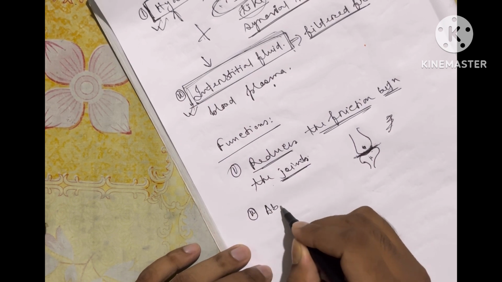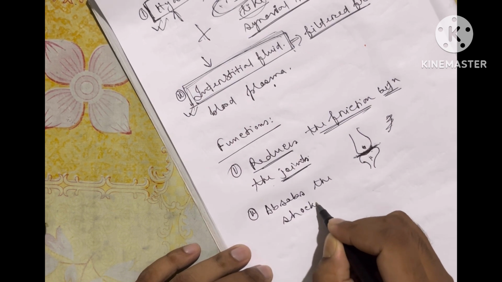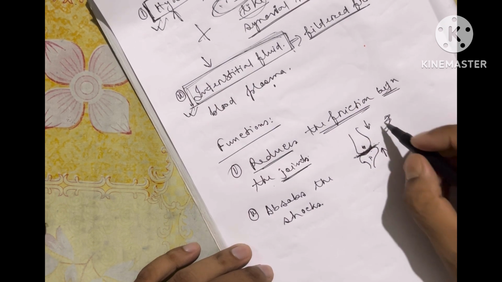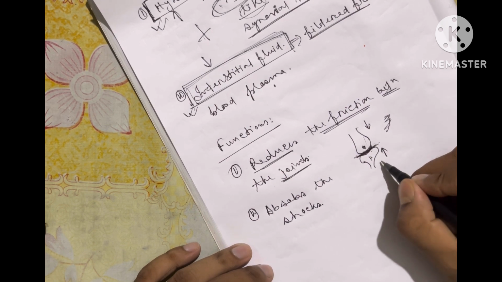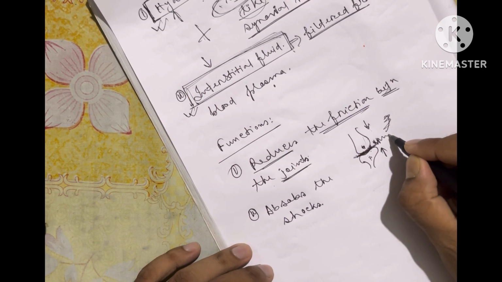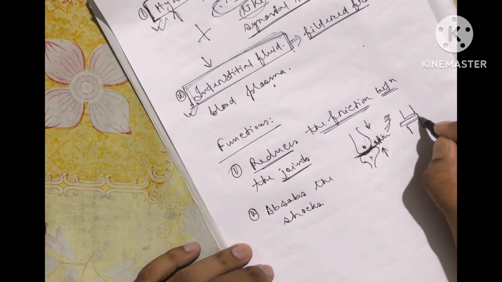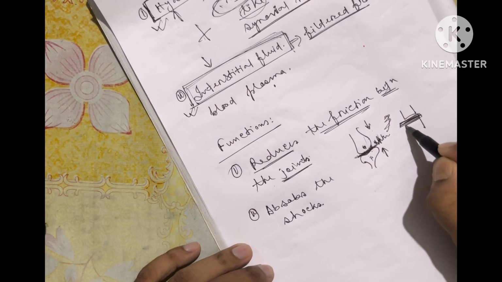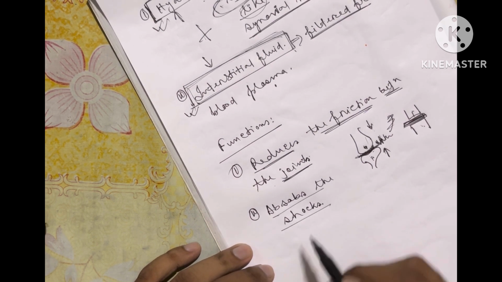Number two, it absorbs the shock. So when there is a force in this direction, when the superior articulating bone is moved towards the next articulating bone, there is a high chance of impact between both the bones. To reduce that impact, if we have some kind of lubrication or fluid-filled cavity, that fluid-filled cavity will absorb the shock of the impact. This is another function.